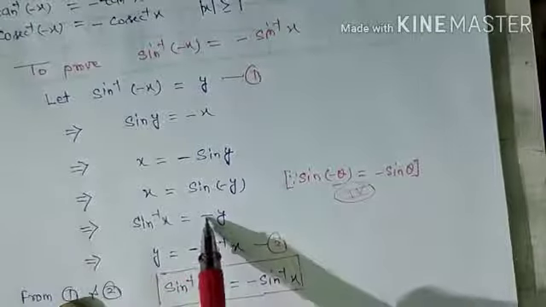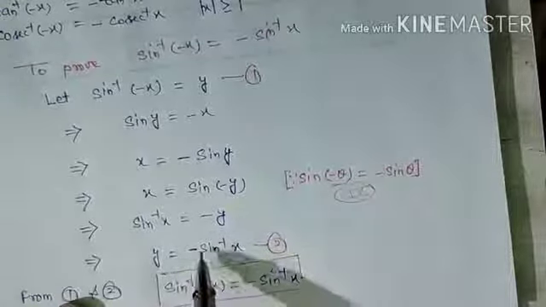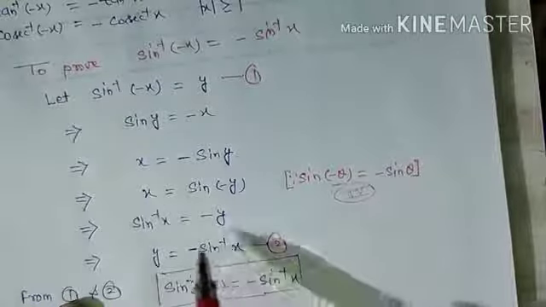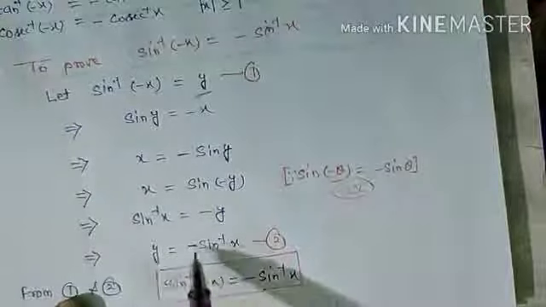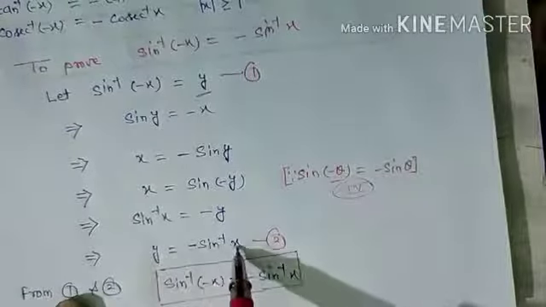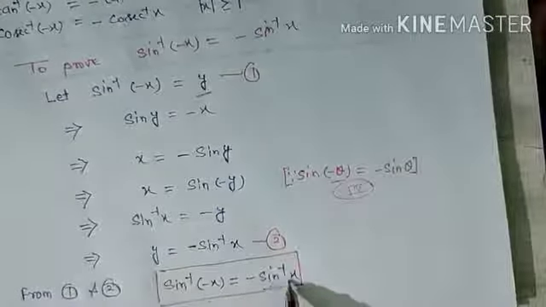If I transfer this minus sign to the other side, then y will be equal to minus sin inverse x. Now you can see this is also y, sin inverse of minus x, and here y is equal to minus sin inverse x. It means from 1 and 2 you can say this is equal. Sin inverse of minus x is equal to minus sin inverse x.